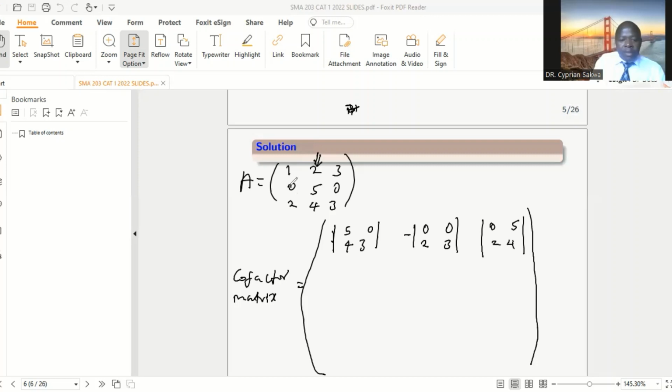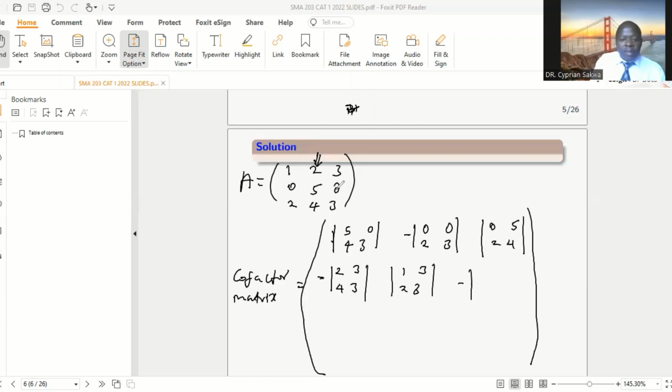Let me come to the first element of the second row, which is 0. Delete the row of 0 and the column of 0. You have 2, 3 as the remaining matrix: 2, 3, and 4, 3. The sign here was positive, negative, positive, so this will be negative. The second element is 5. Delete the row and the column of 5. I have 1, 3, 2, 3. Negative, positive, this will be positive.